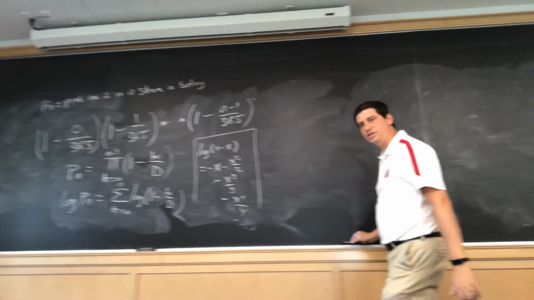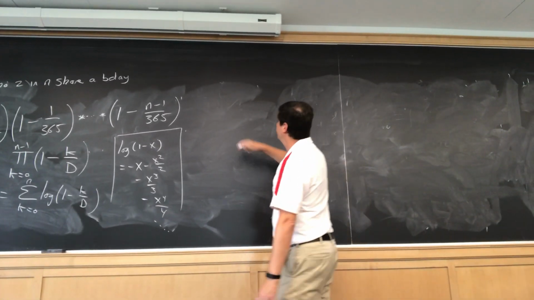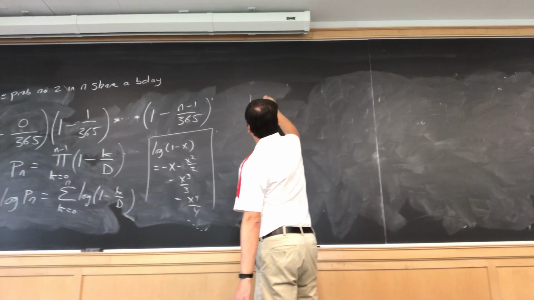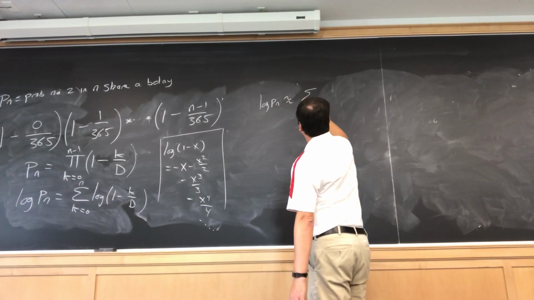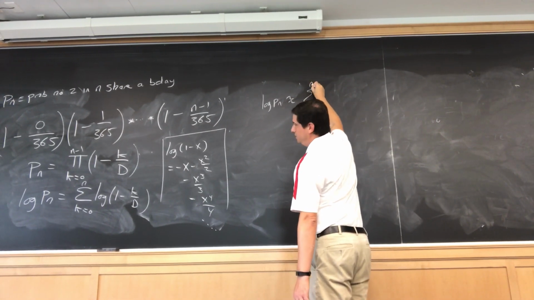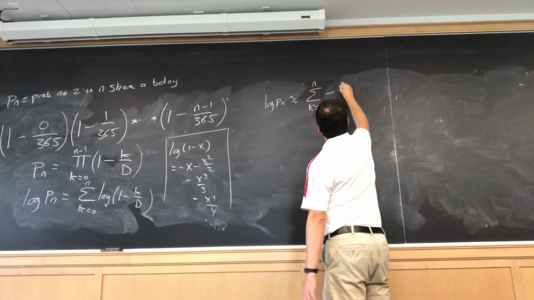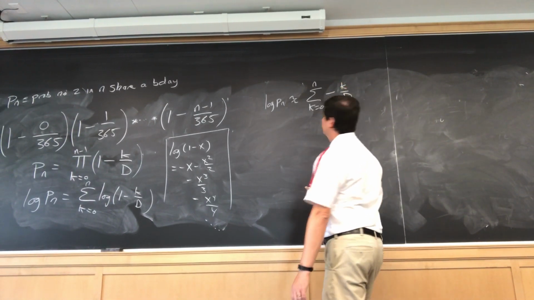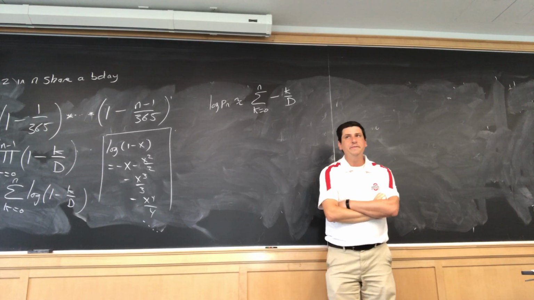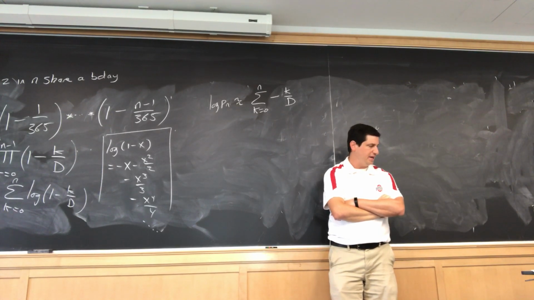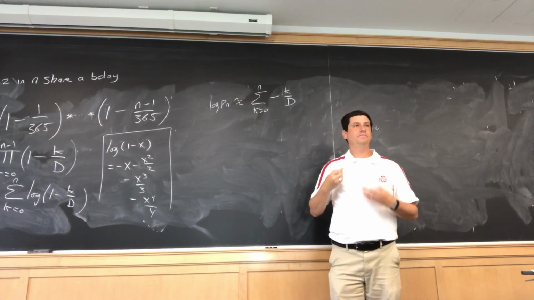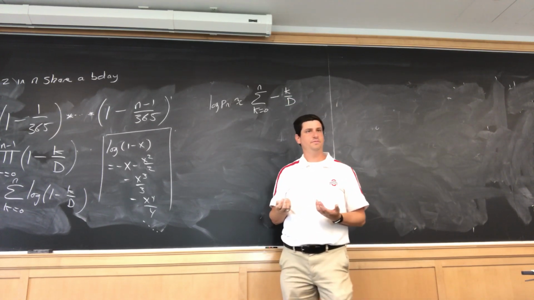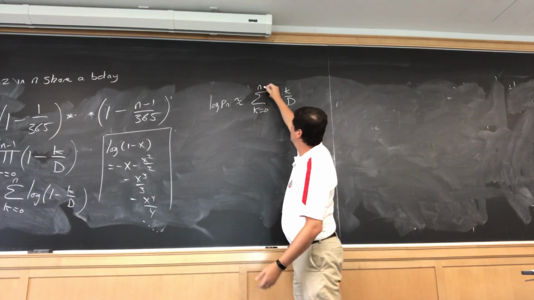So now what I can do is take this and I would get the log of Pn is approximately the sum, k goes from 0 to n, of negative k over d. And again, you could keep more terms and have a slightly better answer. I think this is good enough. We know how to sum positive integers. Oh, I'm going to n minus 1.